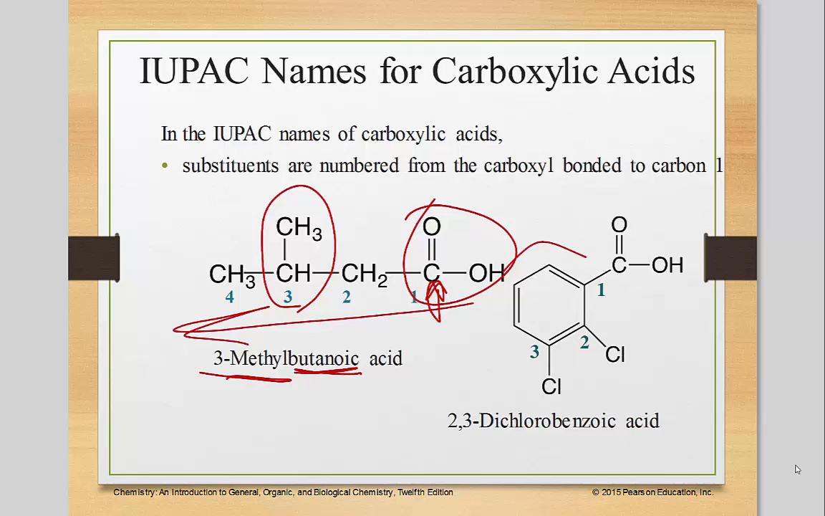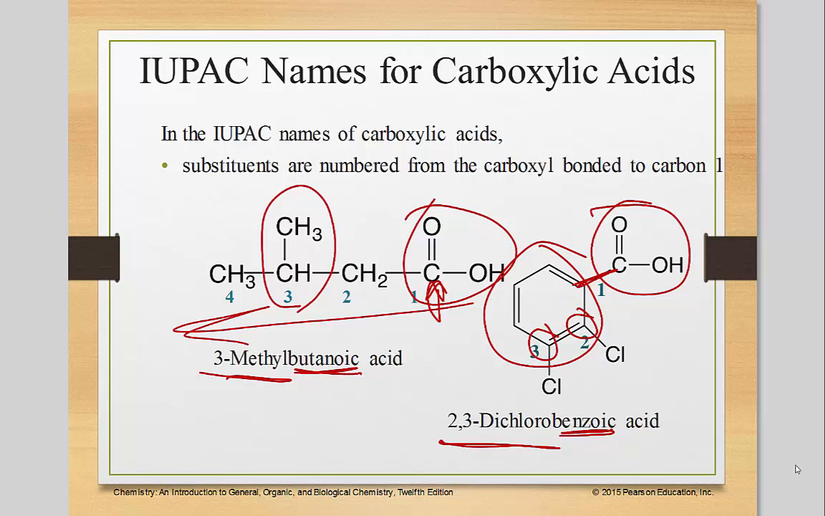This one is a benzene ring. That first carbon is where you'll find the carboxylic acid. So that's the benzoic acid portion. So carbon 2 and 3 both have chlorine, so it's 2,3-dichlorobenzoic acid.